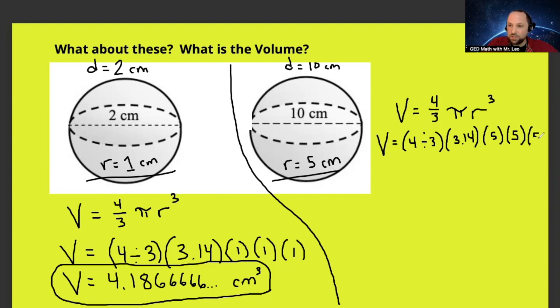All right, here is our expression. It looks kind of crazy, but we're getting used to that. 4 divided by 3 times 3.14 times 5 times 5 times 5. Final answer here, V equals 523.33333333. All right, there are 3's all the way to the end. I'm going to go ... to indicate that they go on forever. For today, that's good enough.